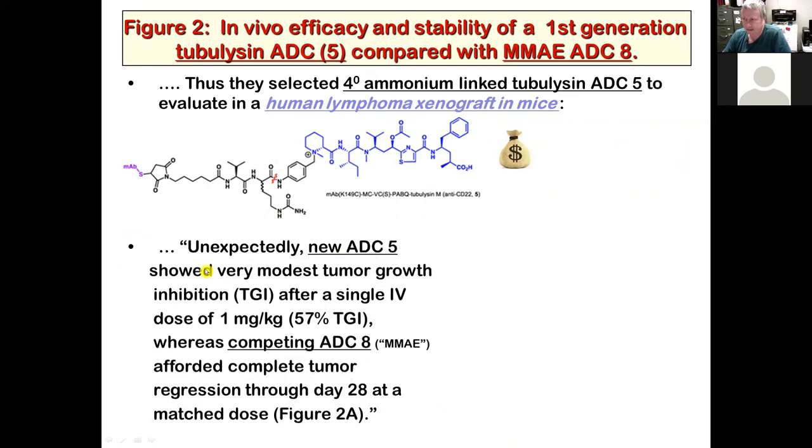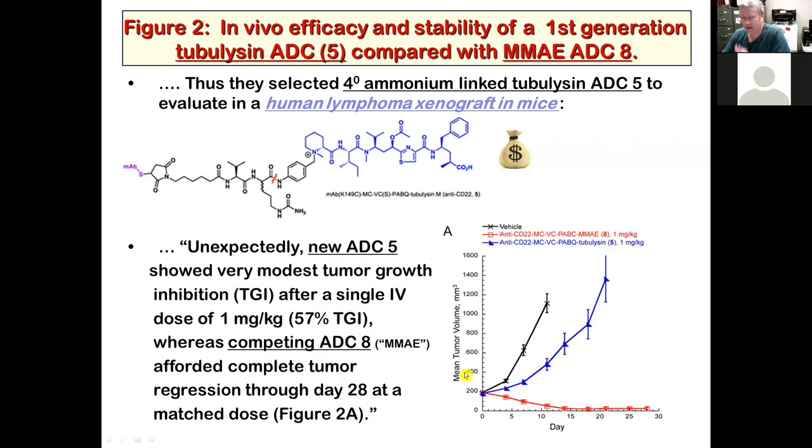Unexpectedly, this new ADC5 showed very modest tumor growth inhibition after a single IV dose of 1 mg/kg, whereas the competing ADC, the MMAE1, afforded complete tumor regression through day 28 at a matched dose. Uh-oh, that's bad, right? That's not what they want to see. They wanted to see five be the blockbuster and eight being the bad one, right? You can see that right here, actually, in a nice time graph.